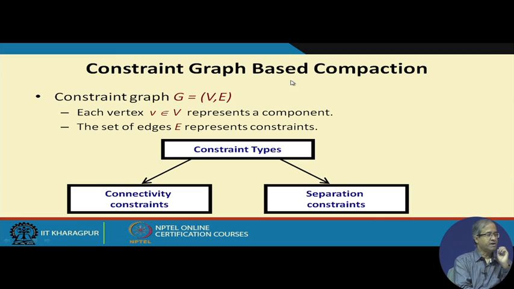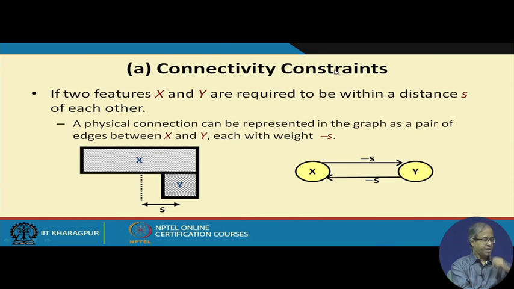The constraint graph based compaction defines something called a constraint graph. In a constraint graph, every vertex represents a rectangle or a component, and the edges represent various kinds of constraints. The constraints can be of two types. One is related to connectivity, where two blocks must be connected to each other, or the other is related to separation.